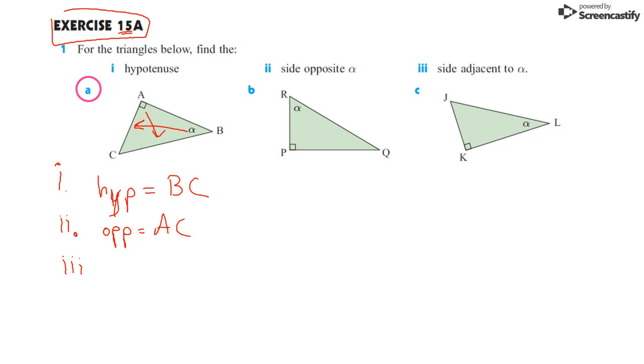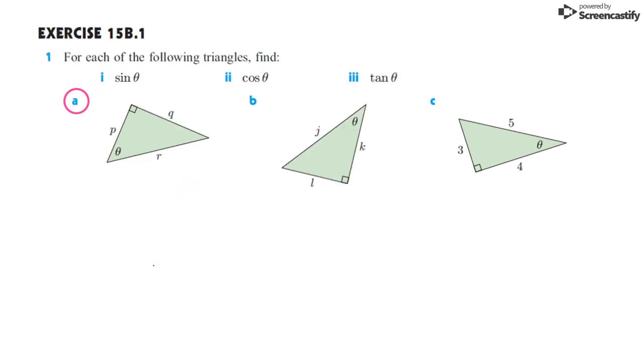And the side adjacent to alpha is the side that also helps create that angle, but it's not the hypotenuse, right? So this side right here, that is your adjacent. So that would be AB. Okay, so you can finish up those other two triangles there as just extra practice.